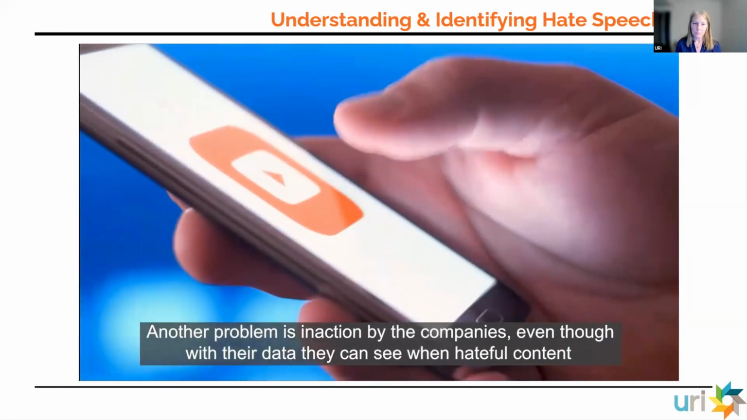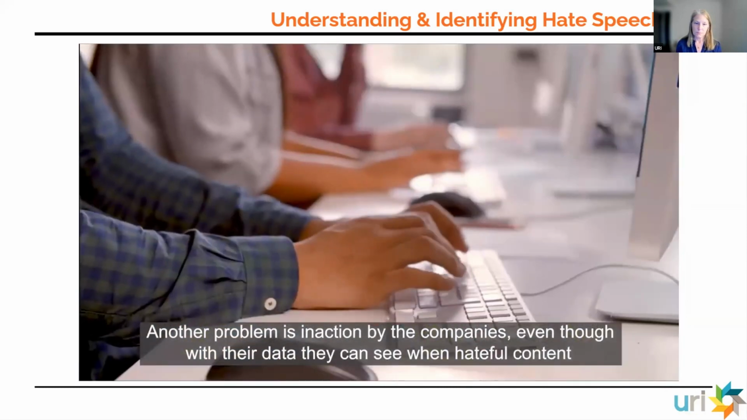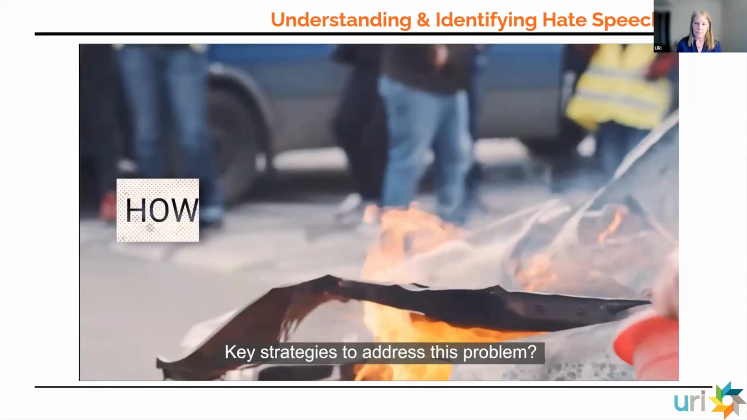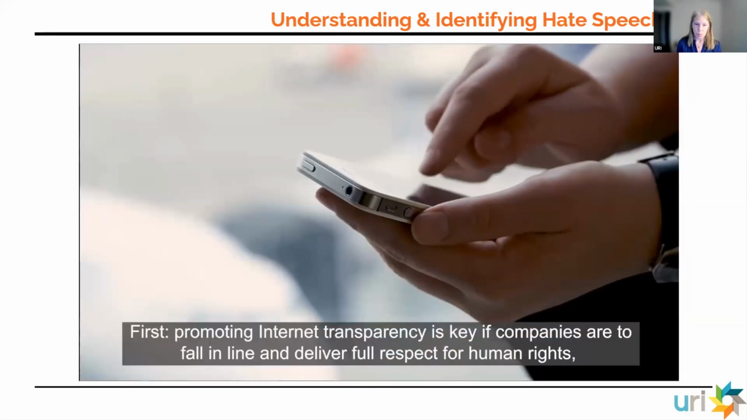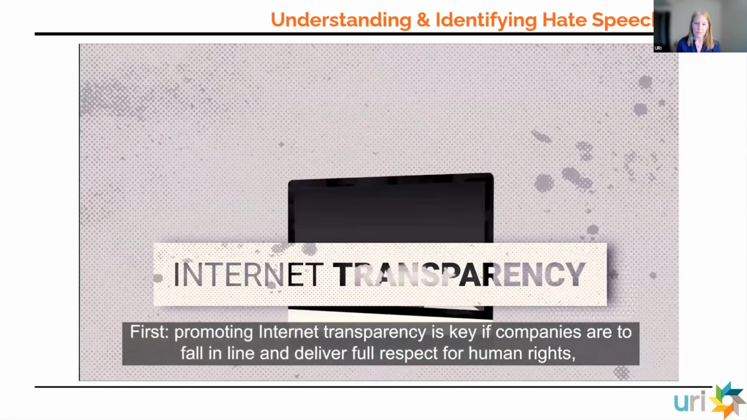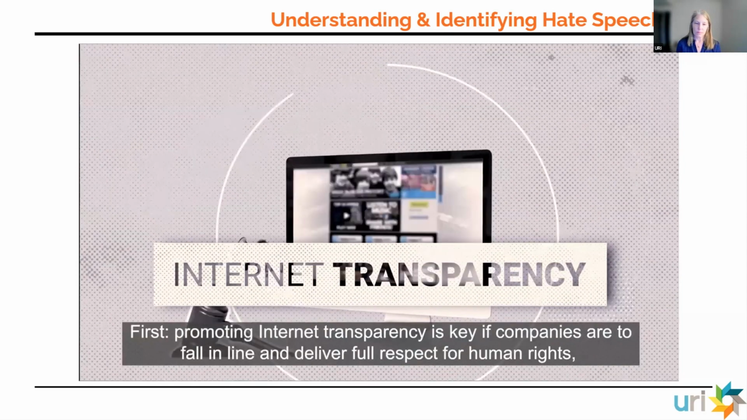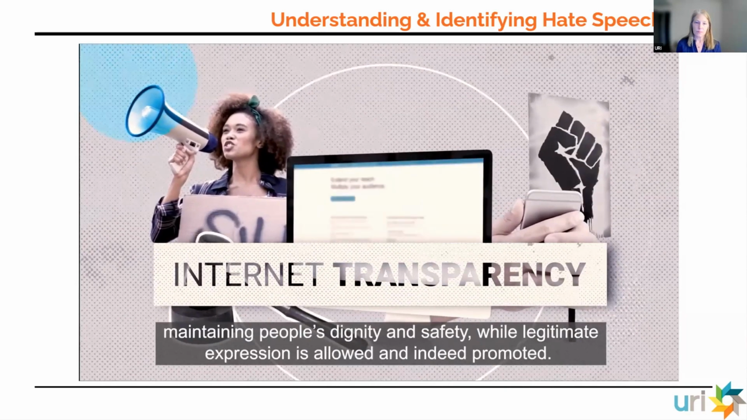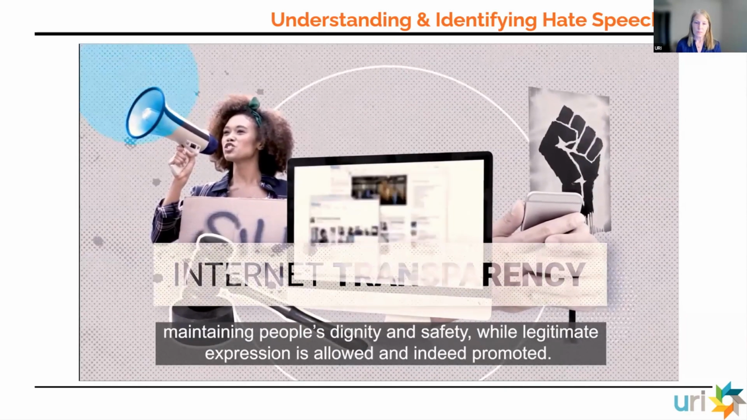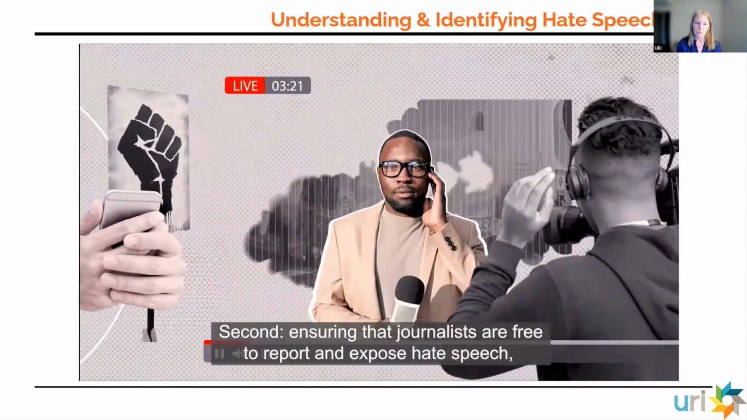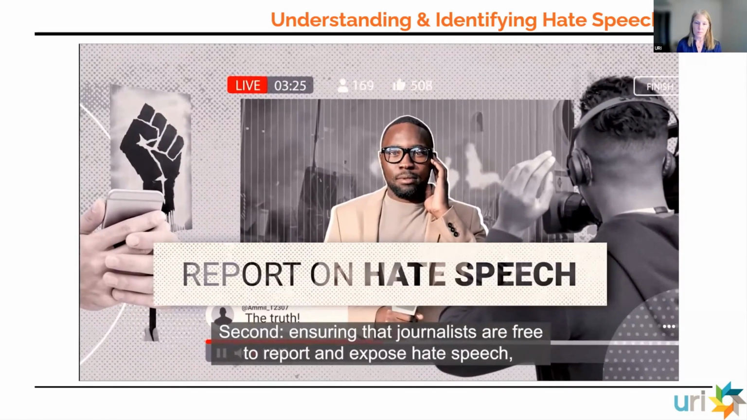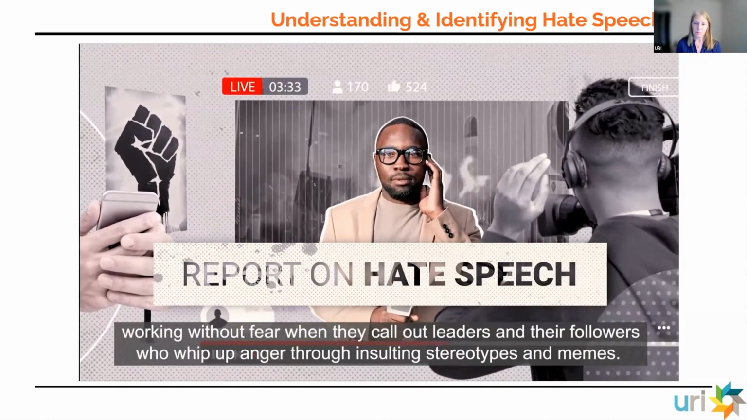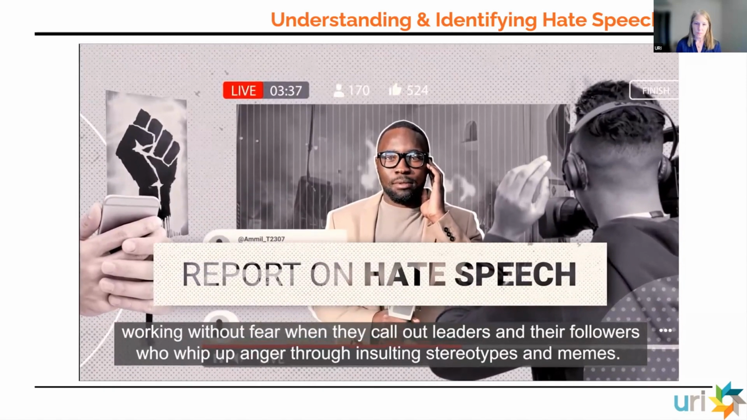Another problem is inaction by the companies, even though with their data they can see when hateful content begins to scale to incitement and organizing of attacks. Key strategies to address this problem? First, promoting internet transparency is key if companies are to fall in line and deliver full respect for human rights, maintaining people's dignity and safety, while legitimate expression is allowed and indeed promoted. Second, ensuring that journalists are free to report and expose hate speech, working without fear when they call out leaders and their followers who whip up anger through insulting stereotypes and memes.